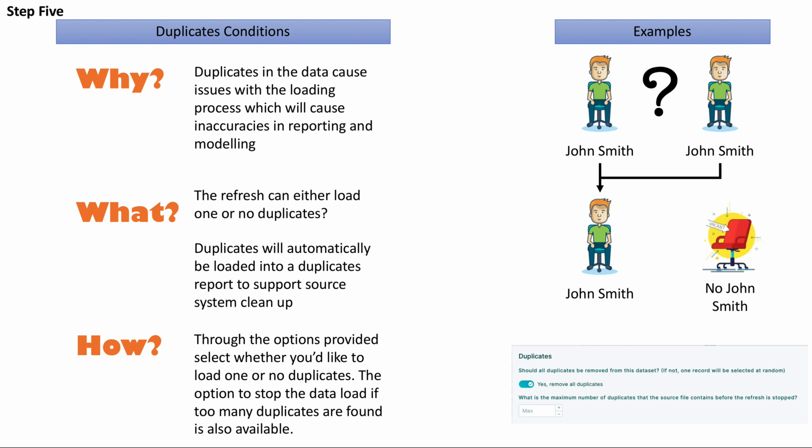To solve this, we give you a couple of options. We can either load one of the duplicate records into the dataset, however, you cannot pick which one. Otherwise, we can load none of them. Either way, all duplicates get stored in the duplicates dataset that you can follow up on once the data has been loaded.